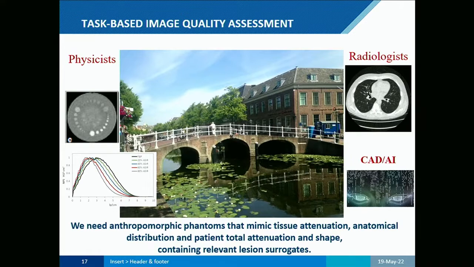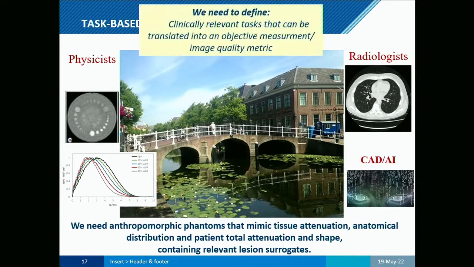But now we have automated systems looking at the images, even AI-based. So what do these algorithms perceive in the images? What is good image quality for such algorithms? So then we need to combine complex anthropomorphic phantoms with some clinically relevant tasks that should be translated into an objective measurement of image quality. How can we do that?